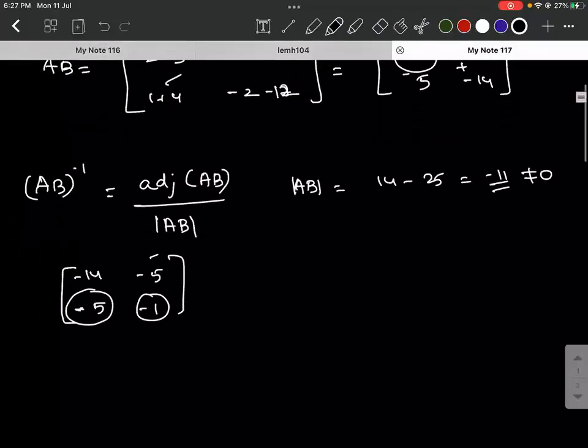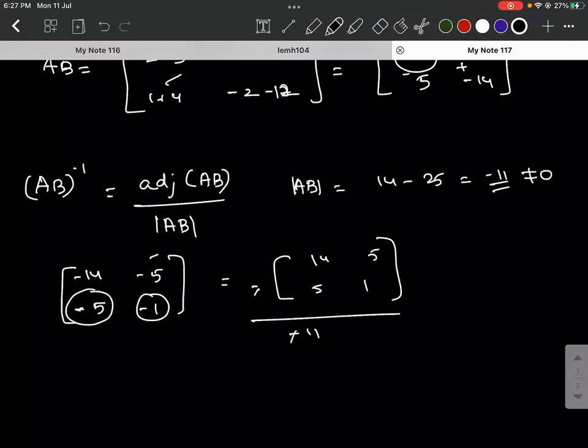So you can actually take out that minus sign. So you can write it as 14, 5, 5, 1 with the minus sign divided by minus 11. Minus and minus are gone. So you will get 14 by 11, 5 by 11, 5 by 11, 1 by 11. That's it. So this is what is AB inverse, but what did they ask us to verify?